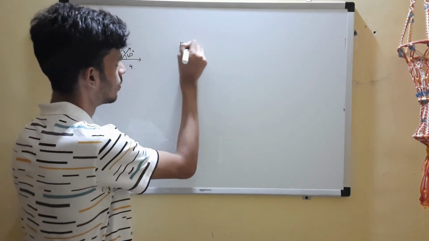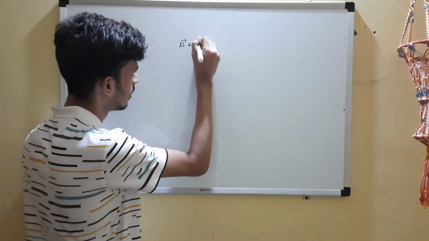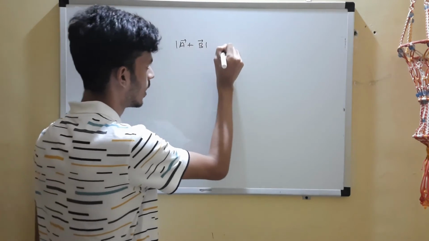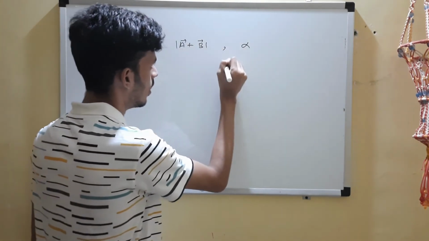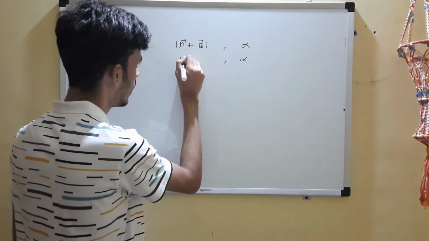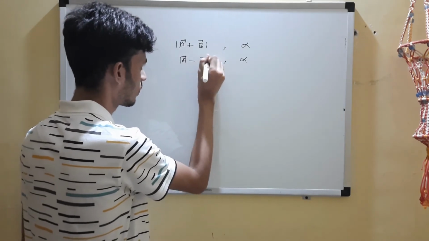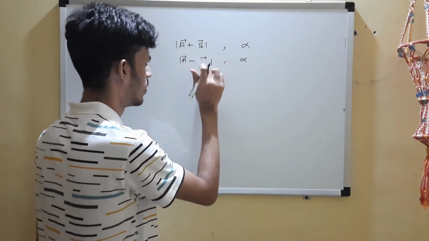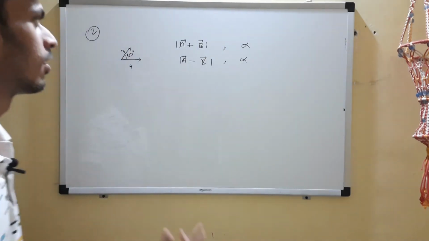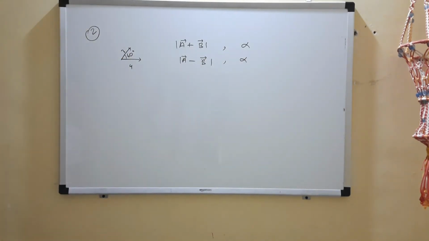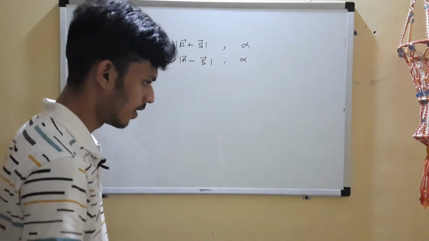You are supposed to find a plus b, its magnitude, which is r. Then alpha of that, and alpha of a minus b as well. So you have all the 4 formulas. What are you waiting for? Try it. Now I will do it.